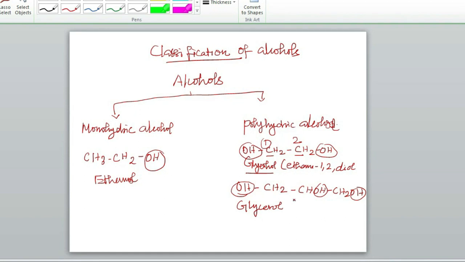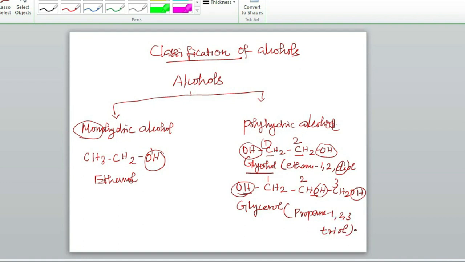The IUPAC name is 1,2,3-propanetriol. This is propane. The first position is attached to OH, the second position is attached to OH, and the third position is attached to OH: propane-1,2,3-triol. When only one hydroxyl group is present, it is called mono. When two hydroxyl groups are attached, it is called di. When three hydroxyl groups are attached, it is generally called triol. This is also a triol.